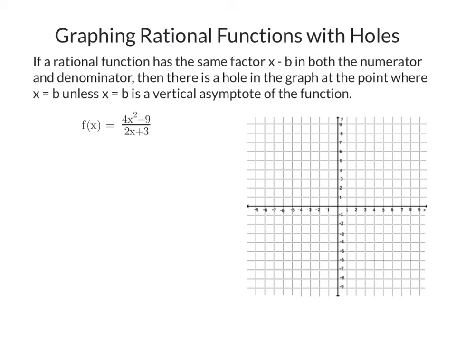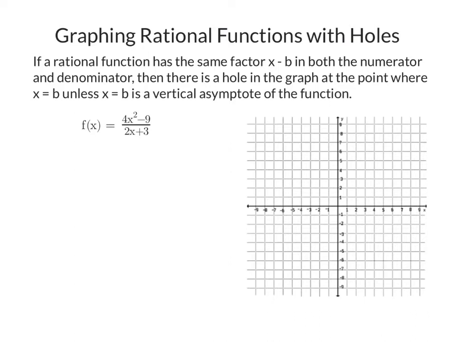Today we're going to talk about graphing rational functions with holes. If a rational function has the same factor, x minus b, in both the numerator and denominator, then there's a hole in the graph at the point where x is equal to b, unless x equals b is a vertical asymptote of the function. The way we graph these functions is first by factoring the numerator and the denominator.